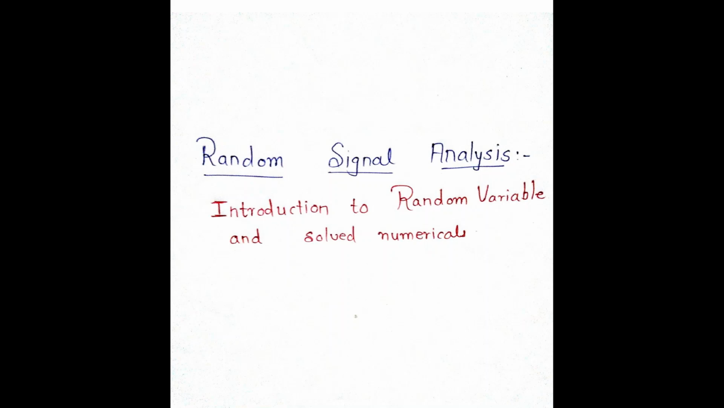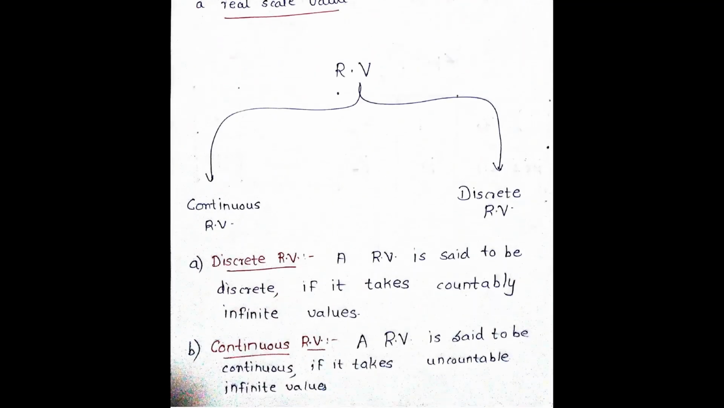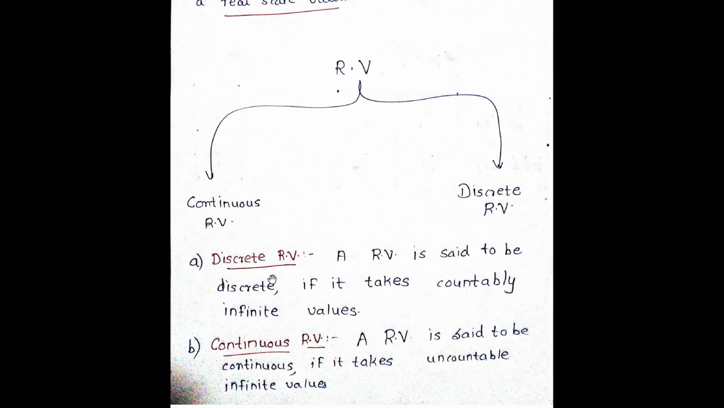So let's begin with random signal analysis. What do you understand by the term random variable? So random variable is basically the mapping of the output of an experiment onto a real scale value. So basically there is an experiment, for example tossing of a coin. It can either be head, it can either be tail. So mapping the output of an experiment onto a real scale value is random variable. So whenever you have an output of an experiment, if mapping is done onto a real scale value, that is the random variable. The random variable can be of two types, the discrete and the continuous.